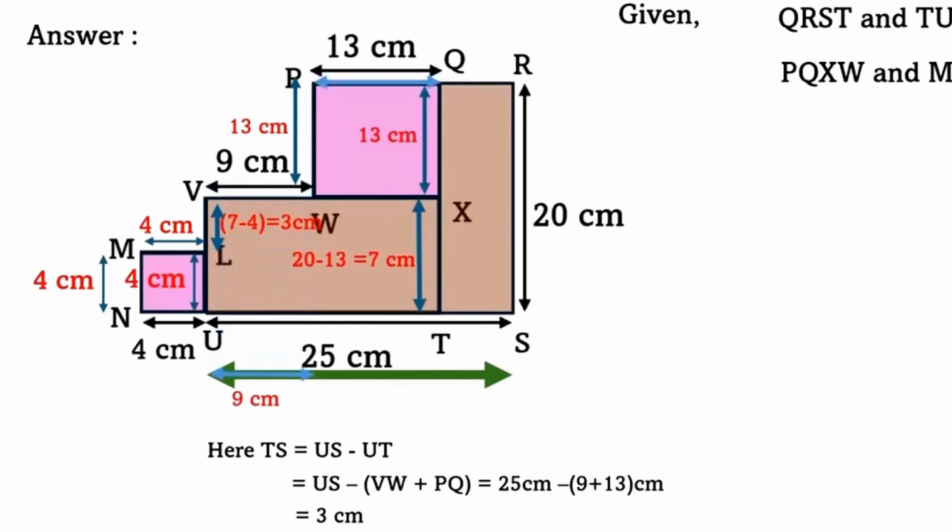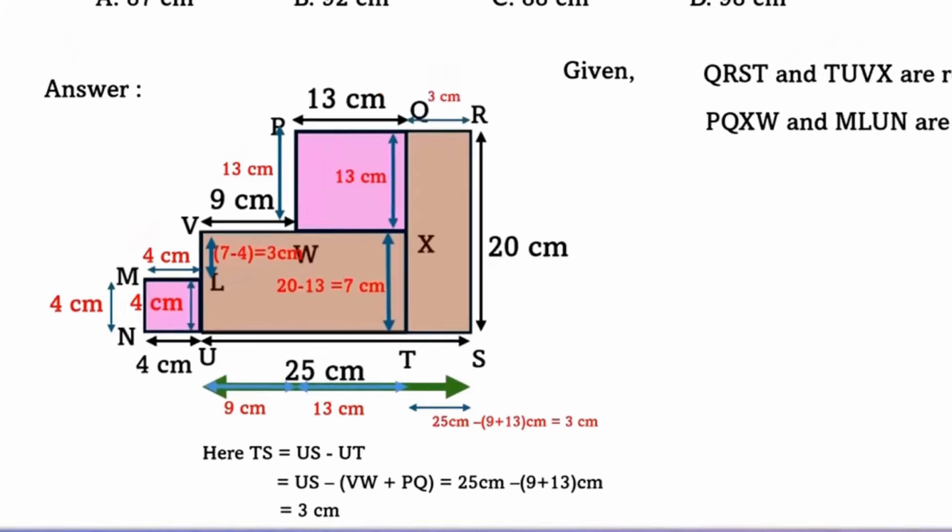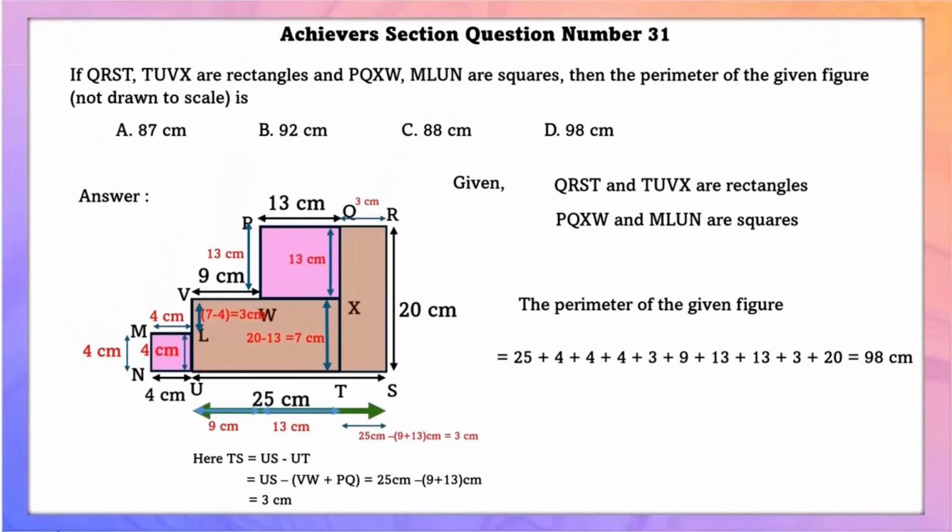Here TS is equal to US minus UT, which is equal to US minus VW plus PQ, which is equal to 25 centimeters minus 19 plus 13 centimeters, that is 3 centimeters. So the value of TS is 3 centimeters. Now we can find the perimeter of the given figure, that is 98 centimeters.